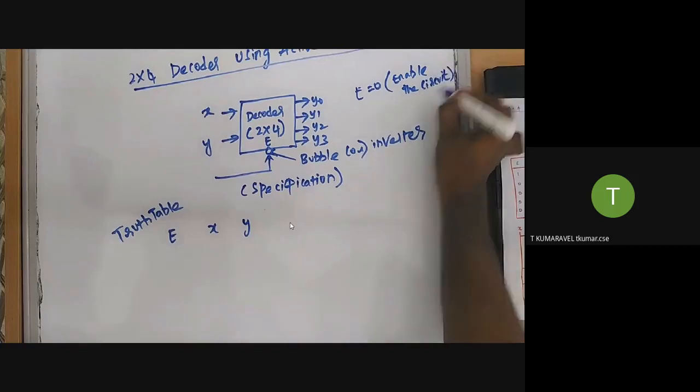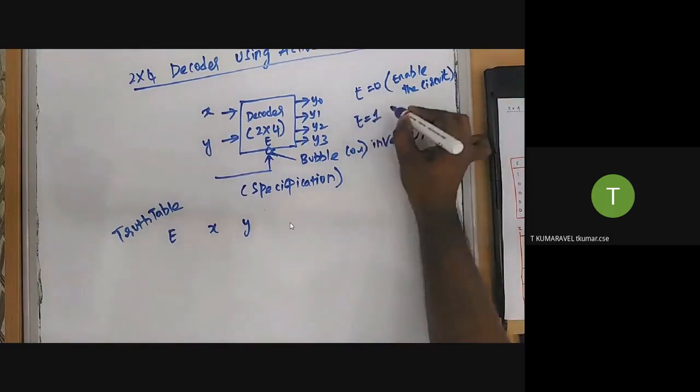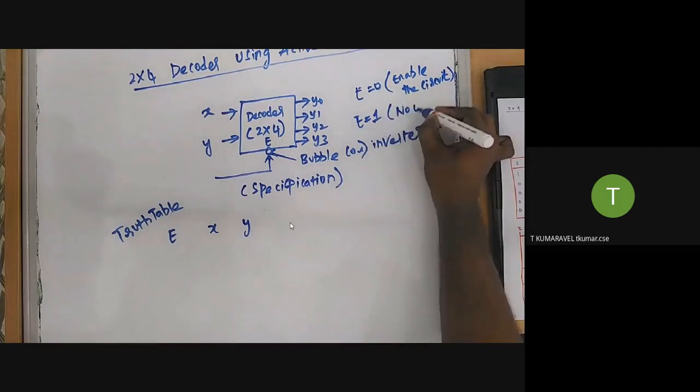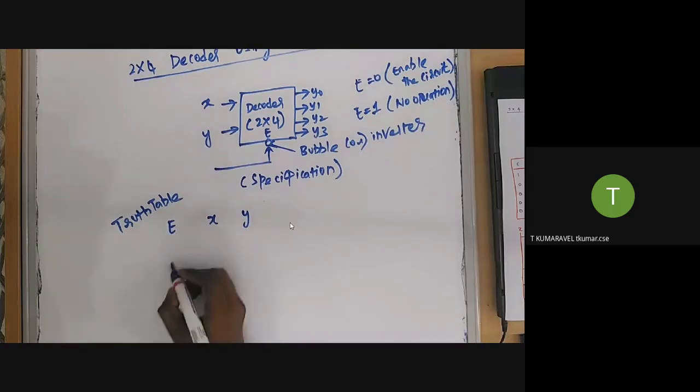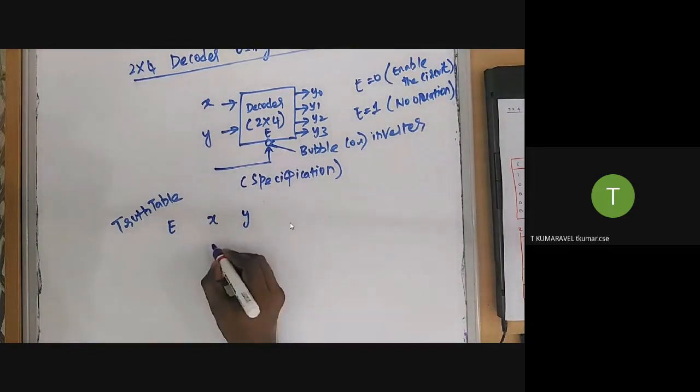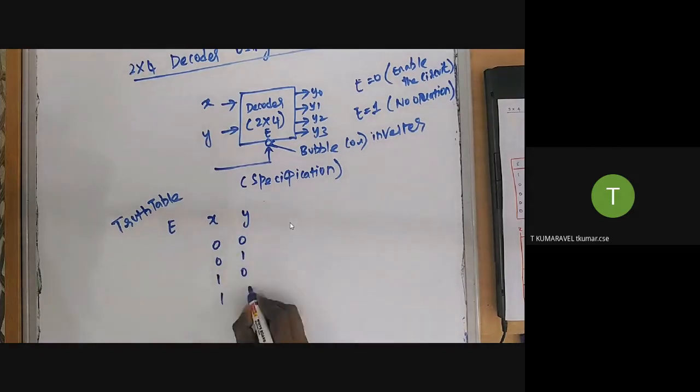Suppose my input is 1. What happened? Okay, no operation. This is a two variable function. How many input combinations are available? Four: 0 0, 0 1, 1 0, 1 1.